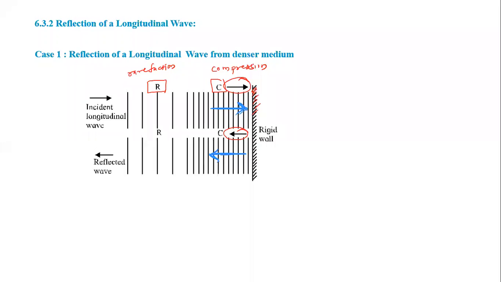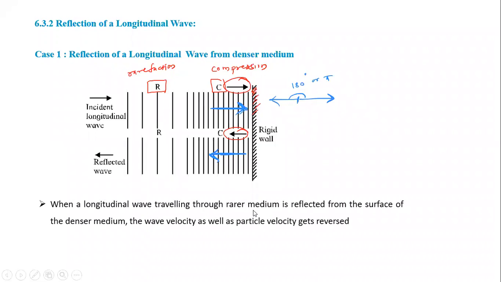So initially particle velocity is in this direction, after reflection it is in this direction. So the angle between both particle velocities is 180 degrees or pi radian. So the phase change here is pi radian. So the conclusion is the same: both velocities get reversed, wave velocity as well as particle velocity.